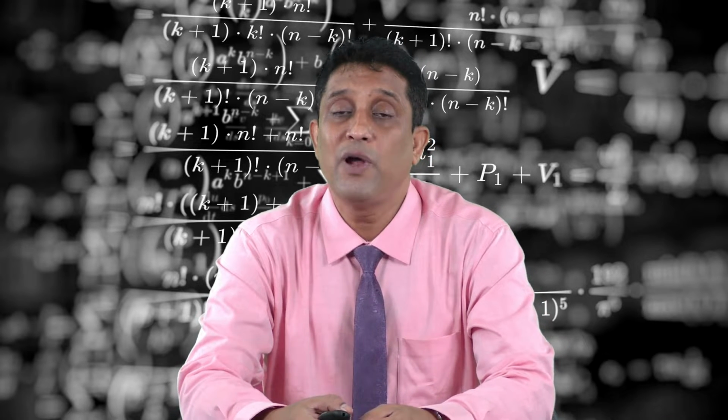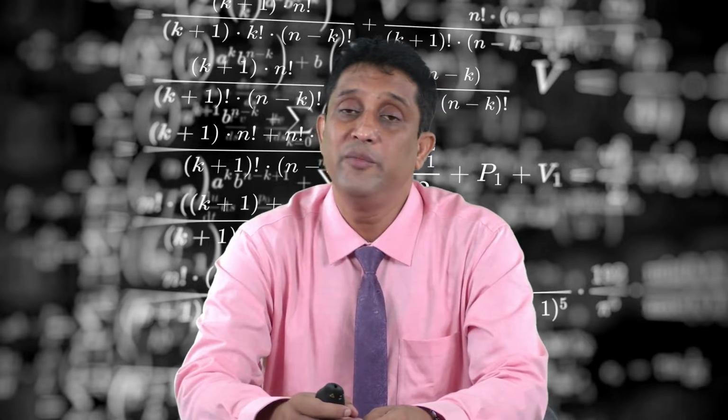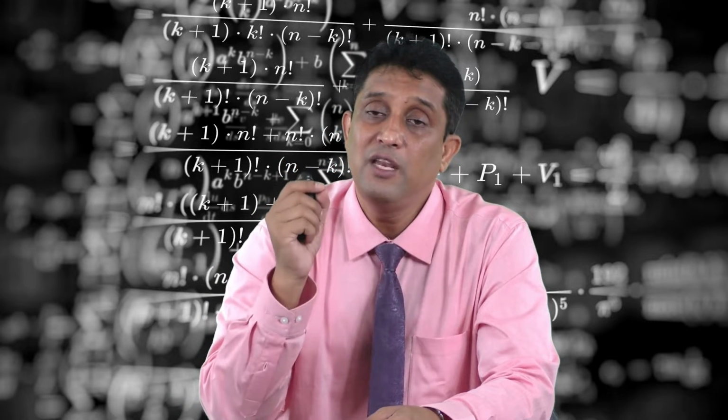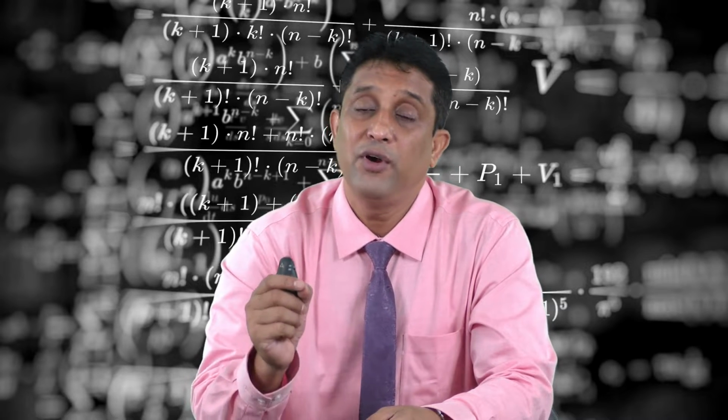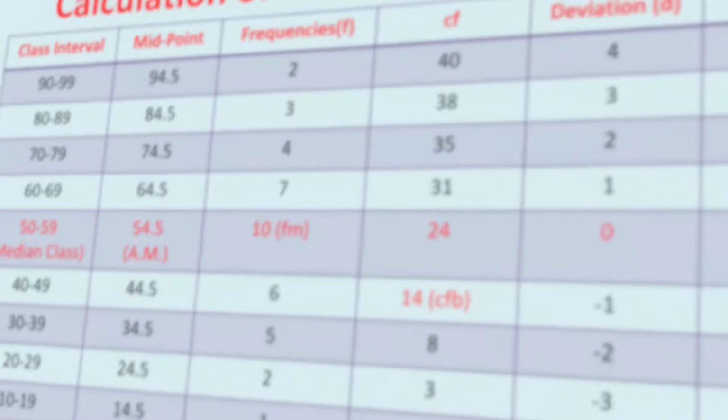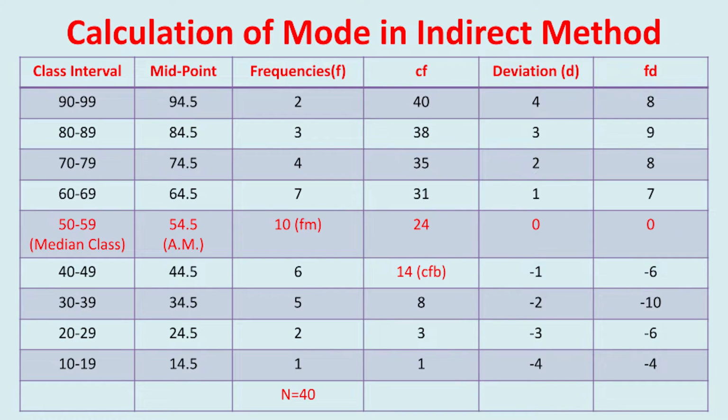In the indirect method, the formula is 3 median minus 2 mean. That means first you have to calculate the median, then you have to calculate the mean, then multiply 3 with the median and 2 with the mean, and then subtract. Here you see in the first column, class interval is given. It starts from 90 to 99 and ends at 10 to 19. Then in the second column, you have to find the midpoint of every class interval.